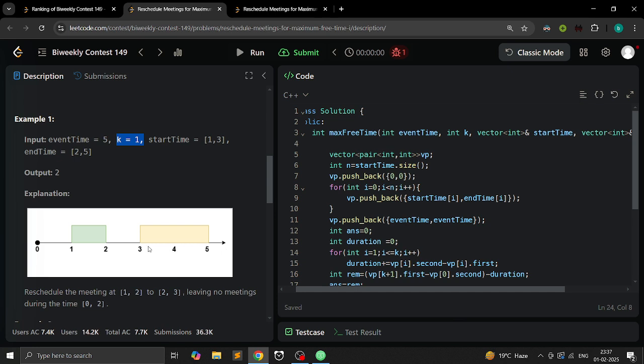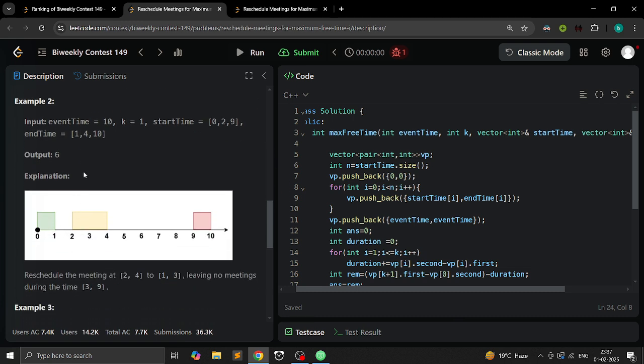But we can get more than one also. If we move this block, the green block, to the left or to the right, we can have two contiguous periods of free time. Like if we are moving this left, then it will start from 0 and end at 1. So there will be free time from 1 to 3. If we move this to the right, it will start from 2 and end at 3. So we can have the free time from 0 to 2. So here the answer would be 2. It is best to move this block one unit left or right to have the maximum free time.